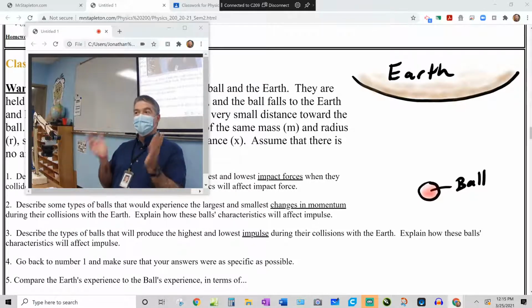So the answer is either drop a hard ball or a really bouncy ball. Now you could have a really bouncy ball that's a hard ball, but let's say all that you change about it is which one is most obviously going to make the biggest force? Hard or bouncy? How many people think it's hard? Raise your hands. Okay, how many people think it's bouncy? And I would side with the hard ball.